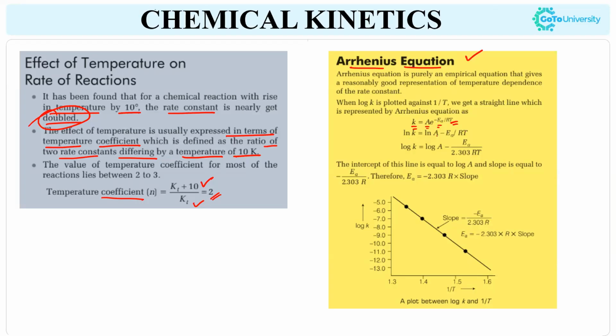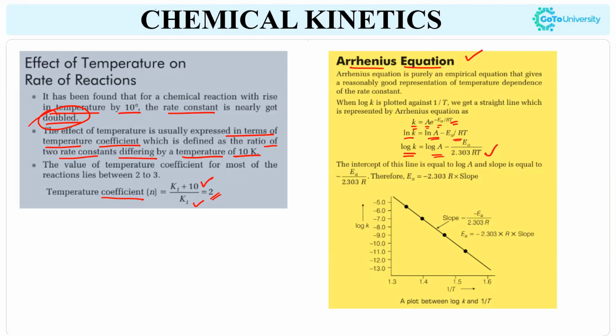Now we can rearrange this equation by taking logarithm on both sides. So it will be ln k is equal to ln A minus Ea by RT. And if you are converting this ln into log by multiplying with 2.303, it becomes log k is equal to log A minus Ea by 2.303 RT, where log A will be a constant. So this equation is also important.